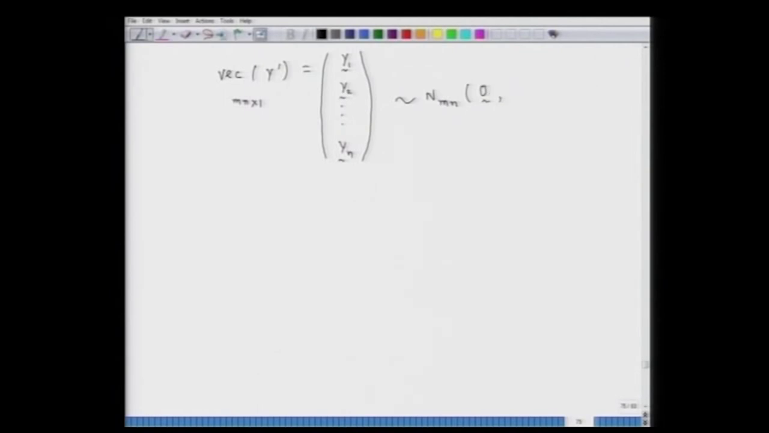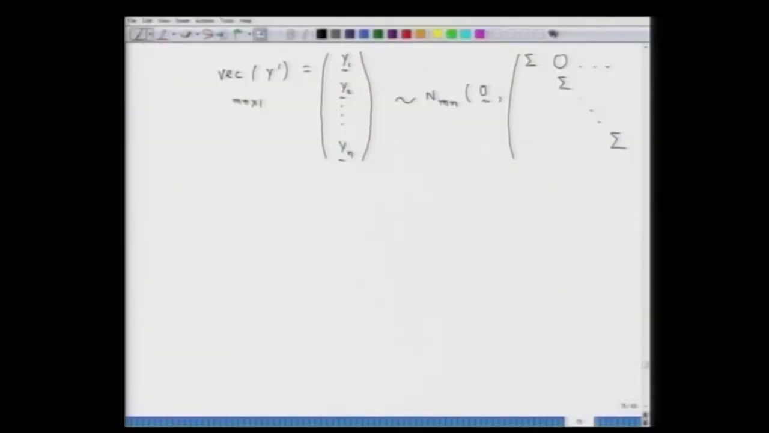And what is going to be the covariance matrix of this vec of Y prime? Note that each of these Yi's has covariance matrix sigma. So, this is going to be a matrix which has sigma as its diagonal blocks. And what are the off-diagonal blocks? The block in the (1,2) position would be the covariance matrix between Y1 and Y2. Now, Y1 and Y2 are independent multivariate normal random vectors, and hence the covariance will be a null matrix. So, these are all null matrices here, and we can write that compactly as I_n Kronecker product sigma. I_n is an identity matrix of order n. So, we have vec of Y prime following this.